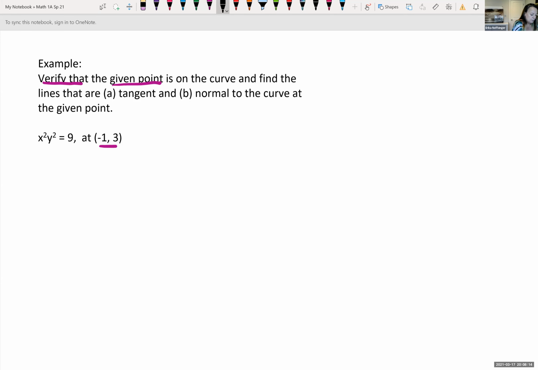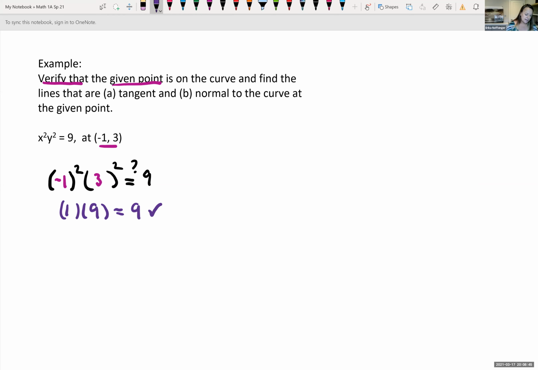So let's go back in there and plug that in. So if I plug in x, which is -1, and it tells me to square that, times 3 squared, is this really equal to 9? Well, -1 squared is 1, and 3 squared is 9, and 1 times 9 is equal to 9. Okay, so we verified that that is a point on this equation.